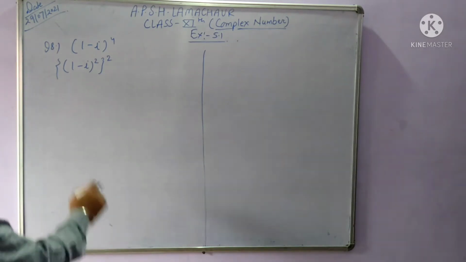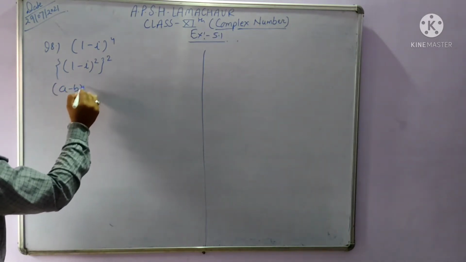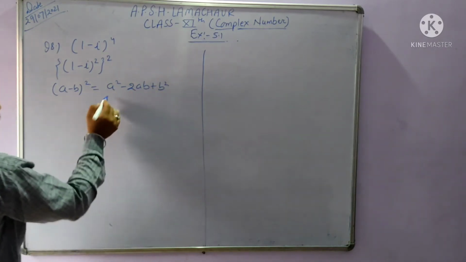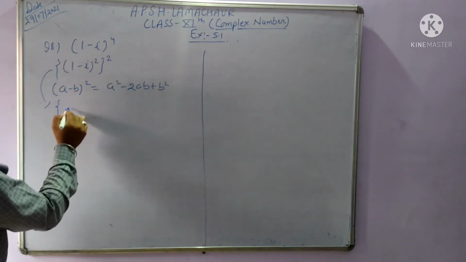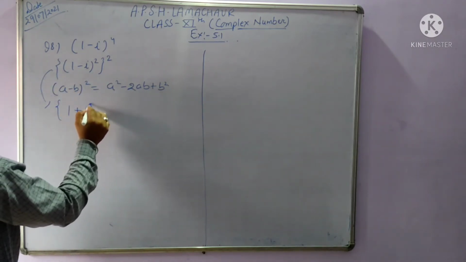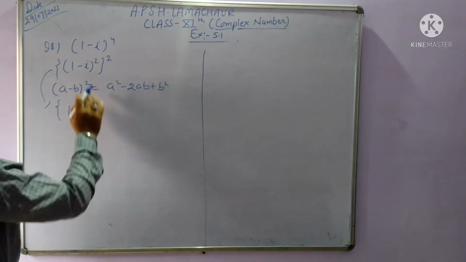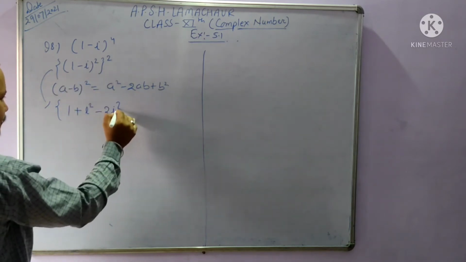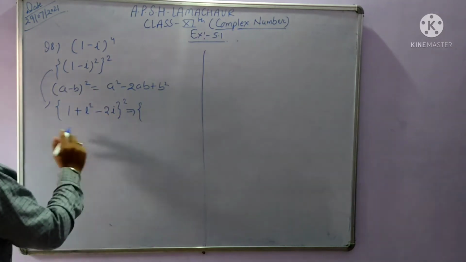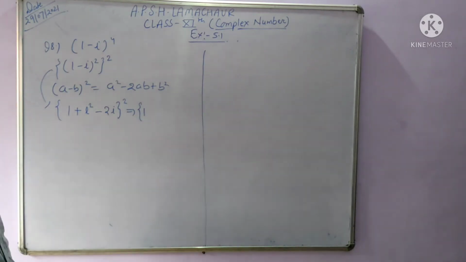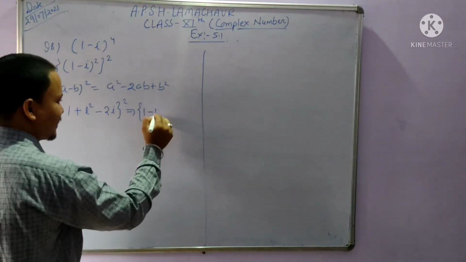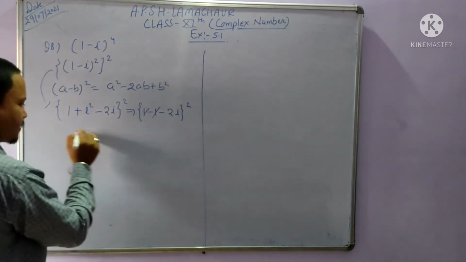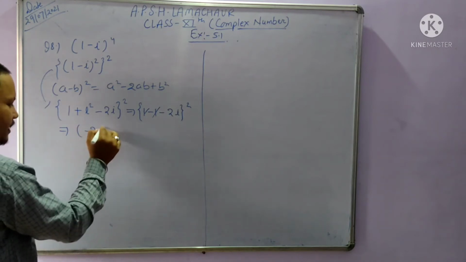Now as we know that a minus b whole square is equal to a square minus 2ab plus b square. So applying this formula within the bracket, we get 1 square that is 1, plus iota square, minus 2 times 1 into i. So this will become minus 2i, whole square. Now as we know that the value of iota square is minus 1, so this will become minus 1. Plus minus, minus 1 cancels out and you will get here minus 2i whole square.